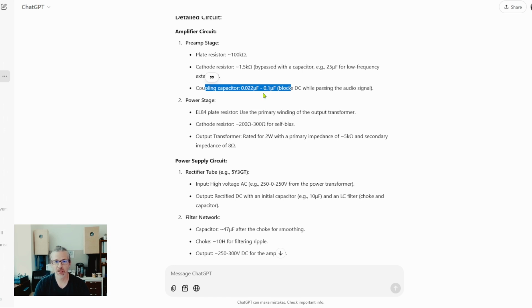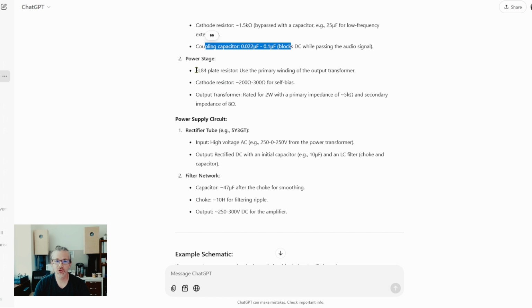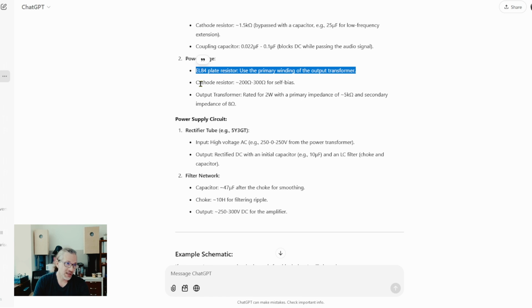And then power stage, EL84 plate resistor. This is tricking a beginner DIYer, because we are not using a plate resistor for the power tube, we are using an output transformer. Here it says use primary winding of the output transformer, but it doesn't say to use it instead of the plate resistor for the power tubes. So I think this is kind of confusing how it's written, but it's technically correct if you know what he's talking about.